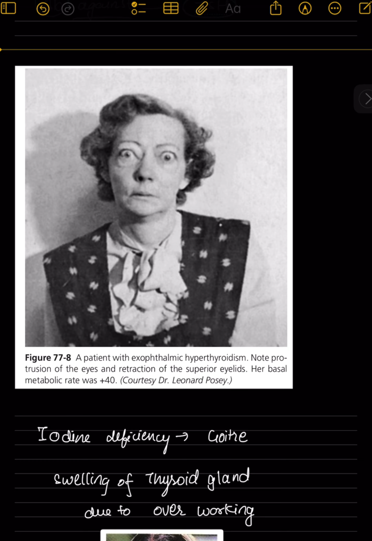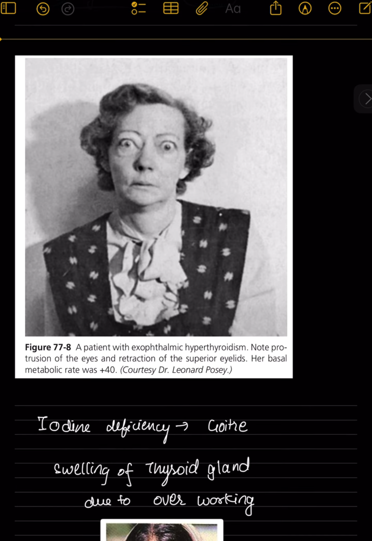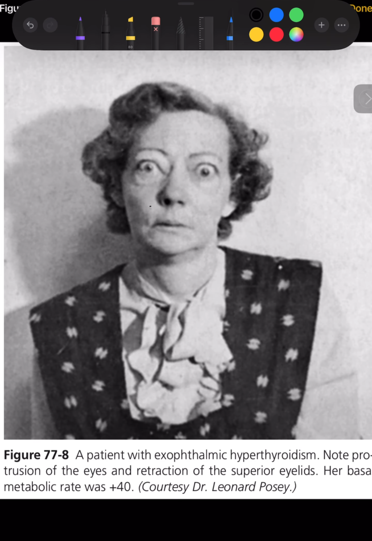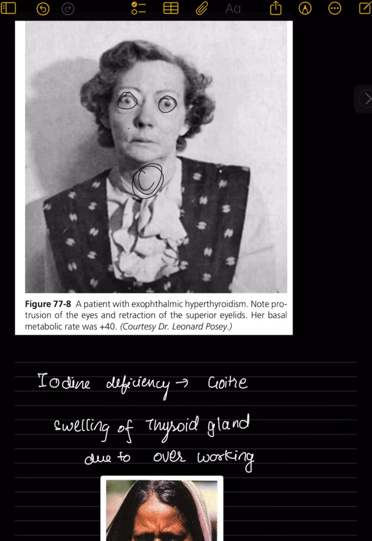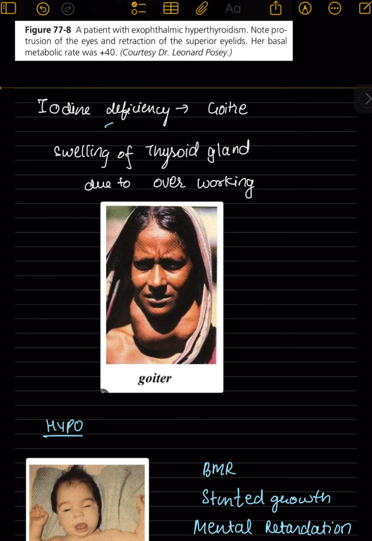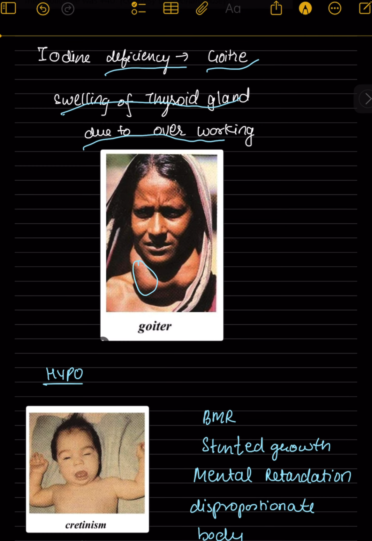We can also see some goiter and swelling in the midline of the neck, exophthalmic eyes, and the swelling of goiter. Iodine deficiency can also cause goiter. In goiter, there is swelling of the thyroid gland due to overworking. This is mainly seen in the hilly areas where there is a deficiency of iodine in their diet.